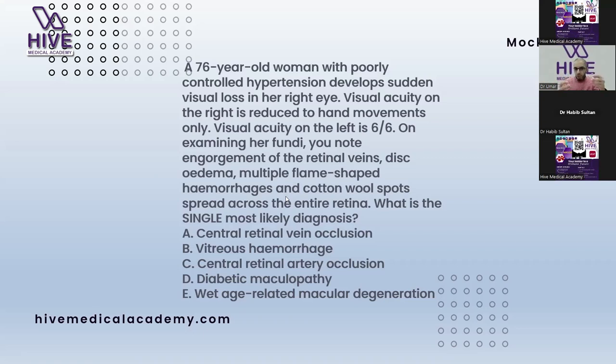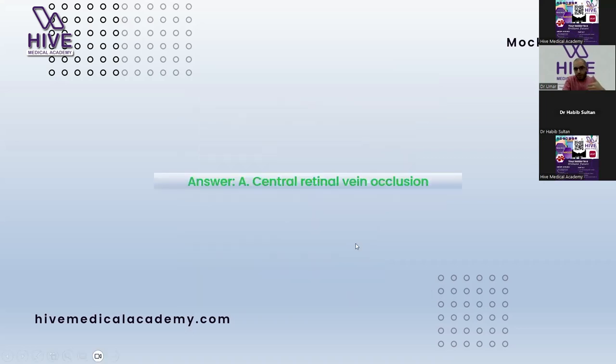When you have vitreous hemorrhage, you have blood within the vitreous itself, and age-related macular degeneration won't usually give you flame-shaped hemorrhages or cotton wool spots across the entire retina. So you need to be aware that you have to cover visual complications. You have to cover these kinds of things within the syllabus, and then that will equip you with the correct knowledge. Okay, so coming on to the next question.